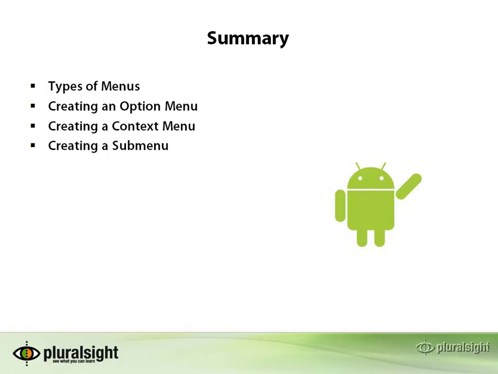Then we went through a demo and we actually created an option menu for our Android application for our protein tracker. And we saw that there were two methods that you needed to override there in our activity, one for creating the option menu and one for handling the clicks. And then we also looked at how to use the XML layout editor for creating an XML menu.